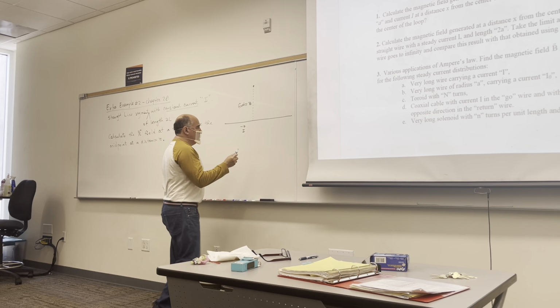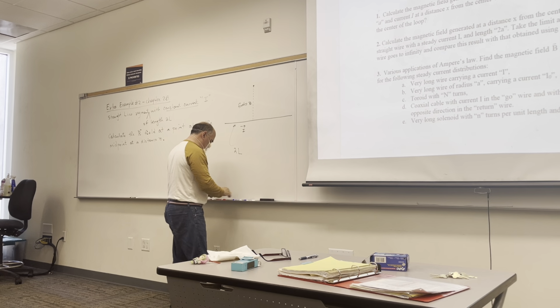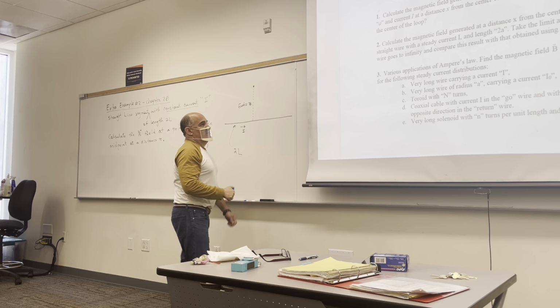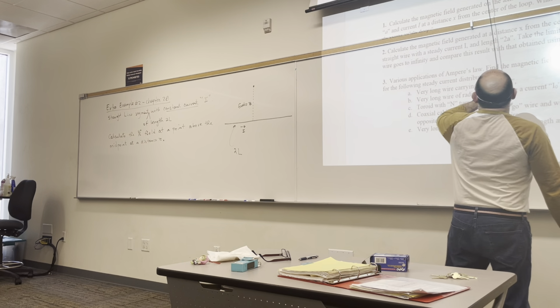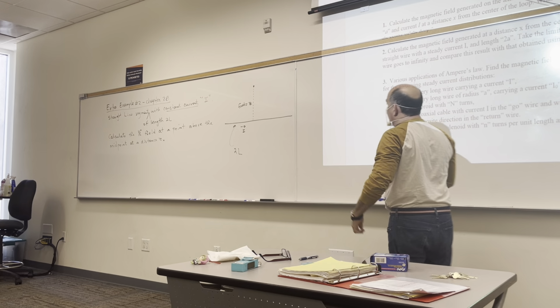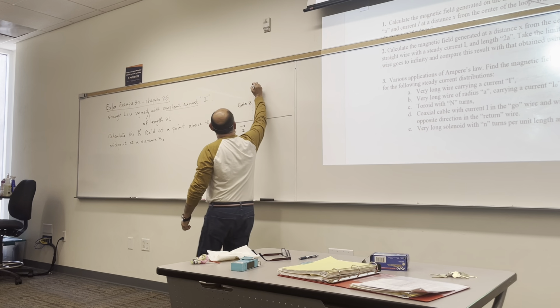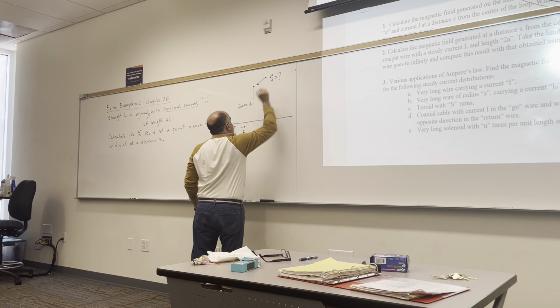I'll just say that the length of this is 2L. So, I will use the Biot-Savart law to calculate the magnetic field at this point here. So the question is, what's the magnetic field there?